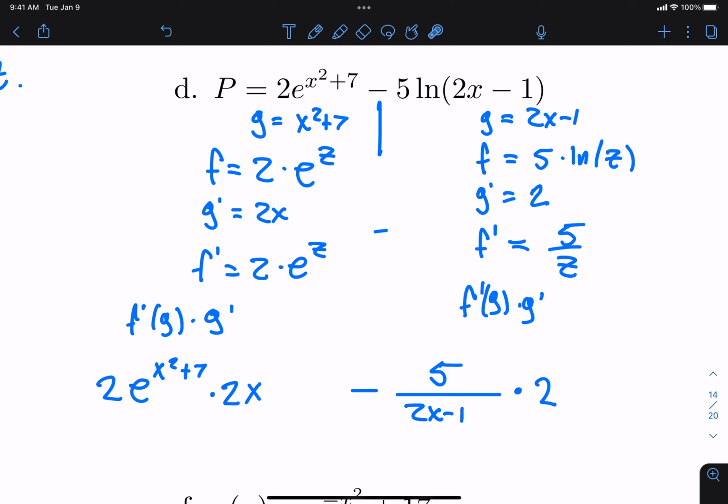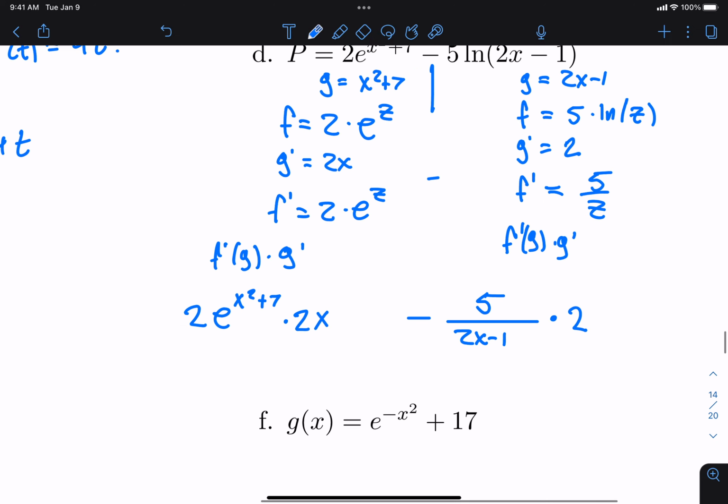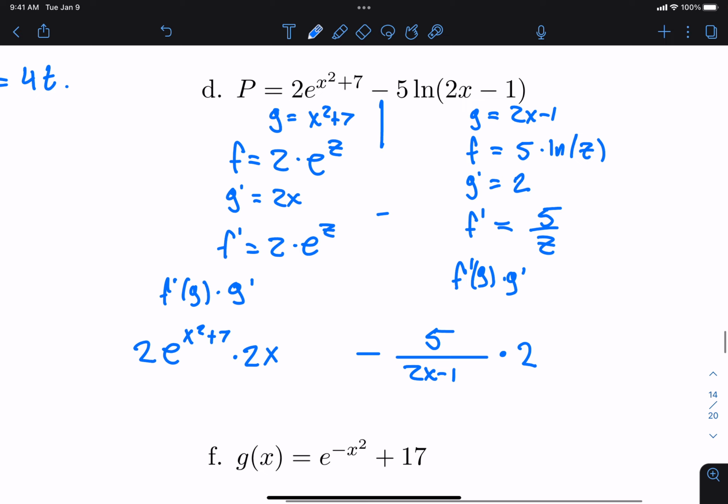Yeah, Jake? I mean, you could simplify. If the problem says fully simplify, then you should write 4x e to the x squared plus 7 minus 10 over 2x minus 1. Okay.